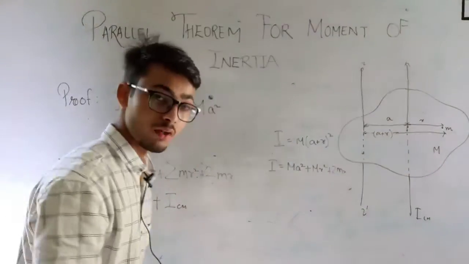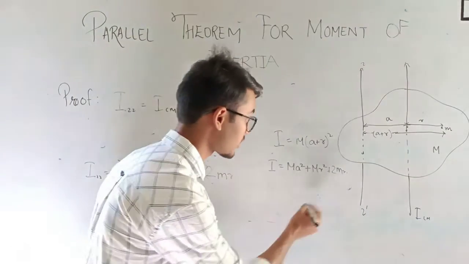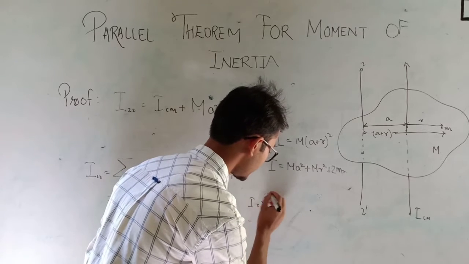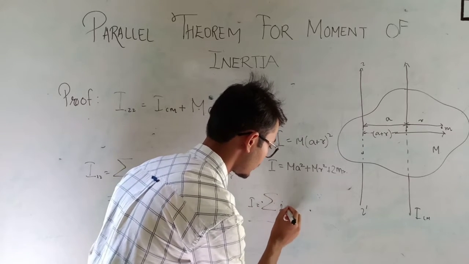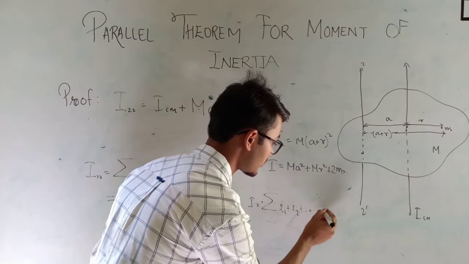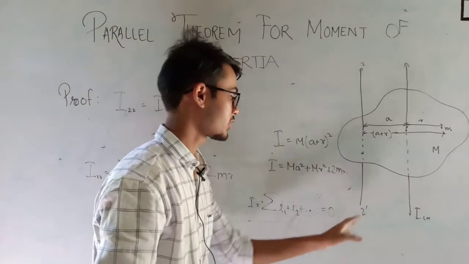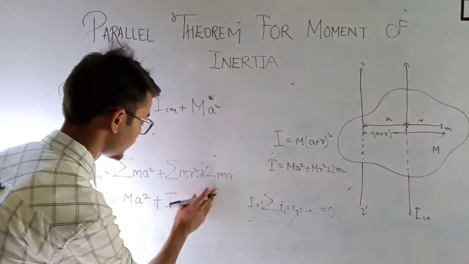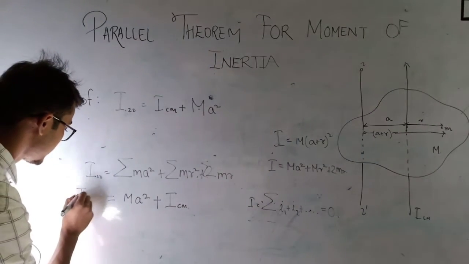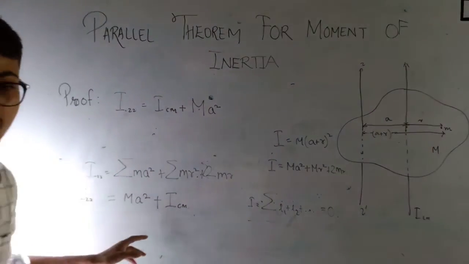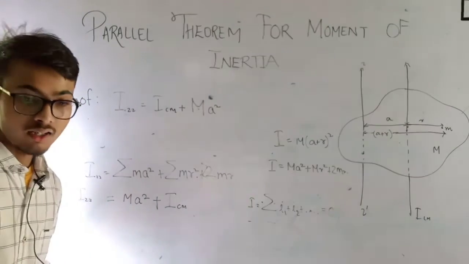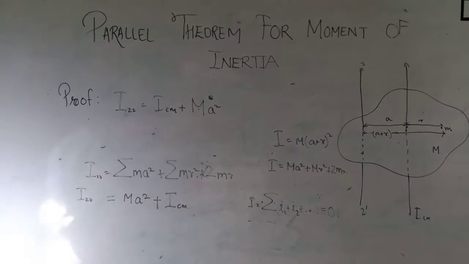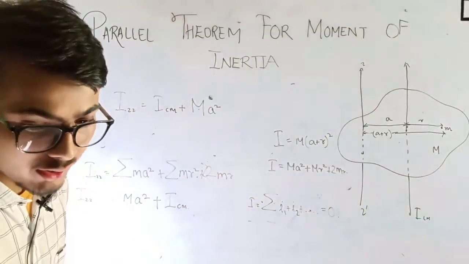And here, from the property of the center of mass, for the whole system the sum of the distances becomes 0, so the last term becomes 0 and we don't write it. So Iz equals M a square plus I cm. Now this is the parallel axis theorem, but more important is its application.